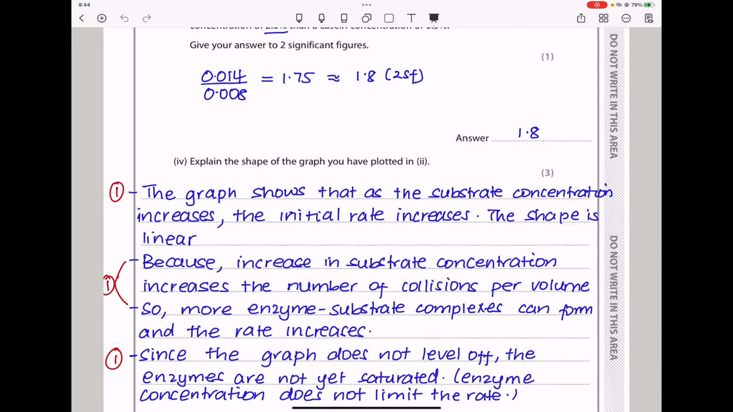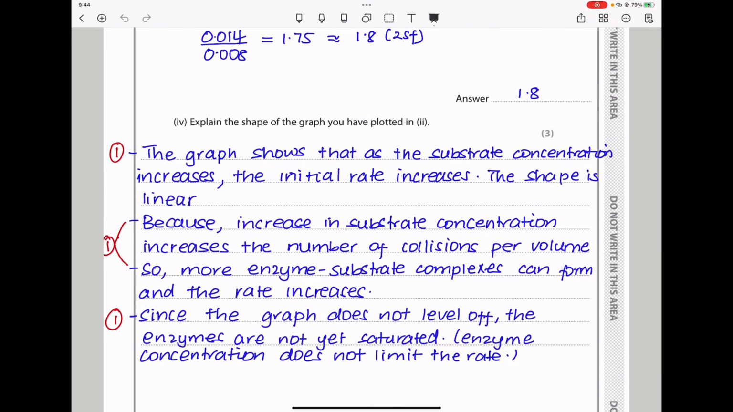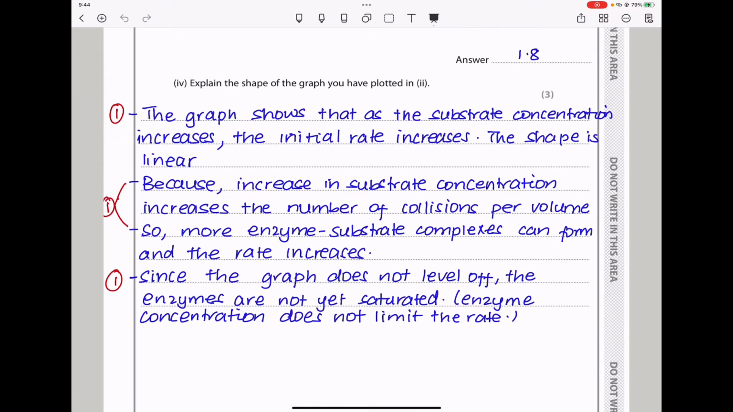So I said the graph shows that as the substrate concentration increases, the initial rate increases. The shape is linear. Because increase in substrate concentration increases the number of collisions per volume, so more enzyme substrate complexes can form and the rate increases. Since the graph does not level off, the enzymes are not yet saturated, meaning the enzyme concentration is not limiting the rate of this reaction.